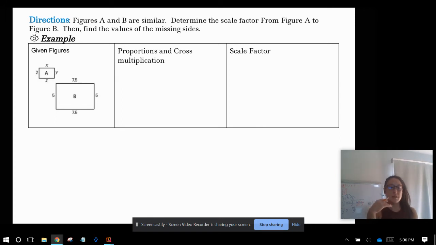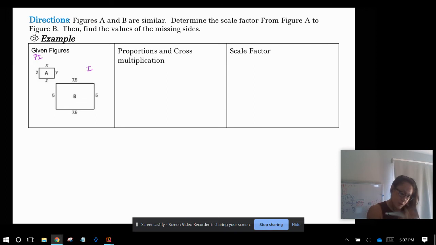We're going to say that these figures are similar. So remember, that means that they have the same angles and proportional sides. I'm going to solve to figure out the rest of the side lengths in my figures. Okay, so it looks like I have a clue. I'm going to call A the pre-image and B the image.